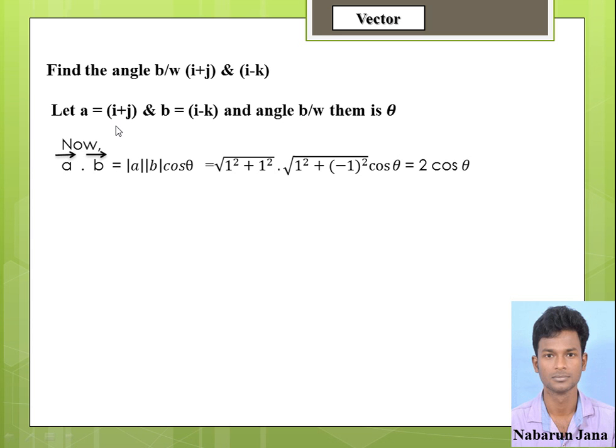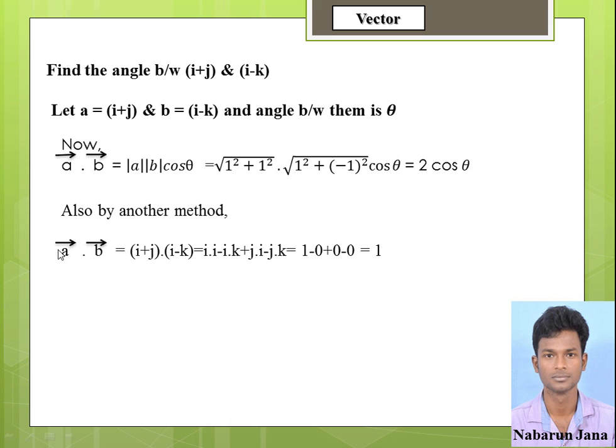So mod a means root under 1 square plus 1 square, and mod b means root under 1 square plus minus 1 square. See it carefully, you will get a new concept: i minus k means 1 square plus, for this minus, under bracket you have to put minus 1 square, and with cos of the angle, it will give you 2 cos theta.